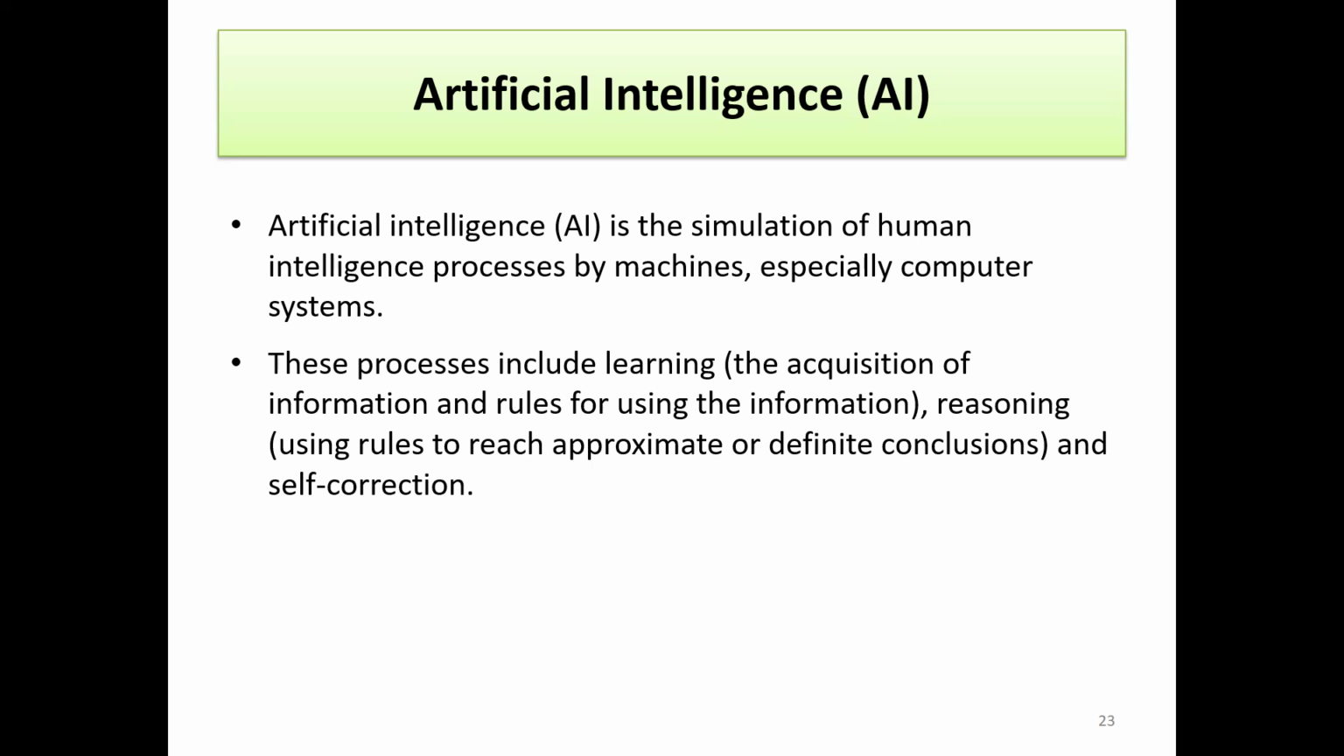Then AI reaches conclusions, gives the decision, drafts the email, prepares the report, whatever. It acquires information and uses it to reach approximate conclusions. And then if there is a mistake, self-correction. That is AI.